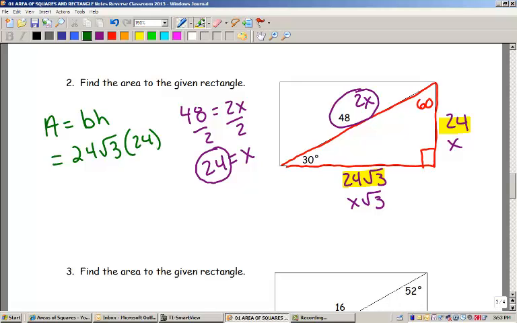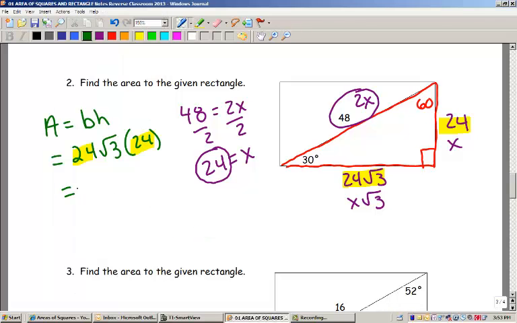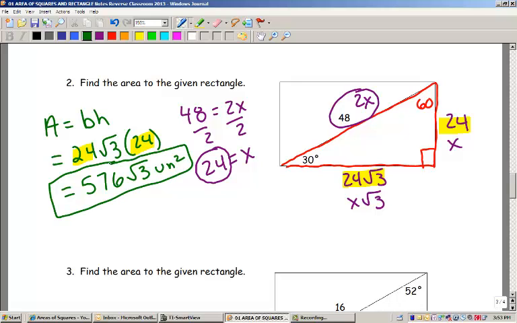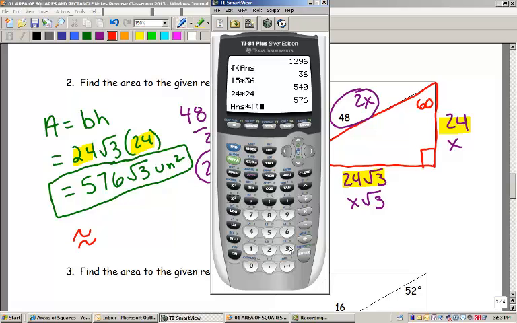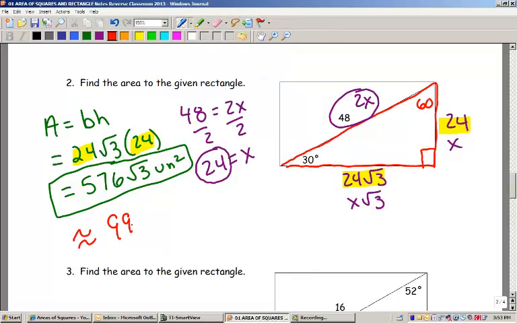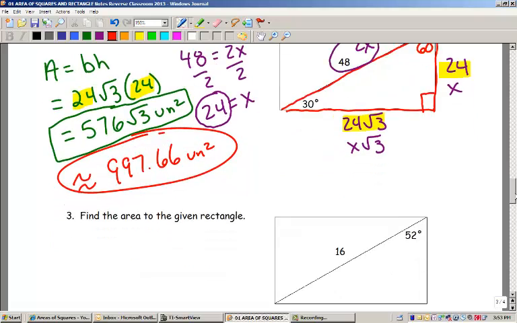Now, if we want to get an exact answer, what we can do is multiply the two 24s together. So I take my calculator, 24 times 24, and you get an answer of 576 square root 3. And again, the units should be squared. This right here is an exact answer. If I wanted a decimal approximation, all I need to do is take 576, multiply it by the square root of 3, and we get an answer of 997.66 units squared. So again, exact answer, decimal approximation.